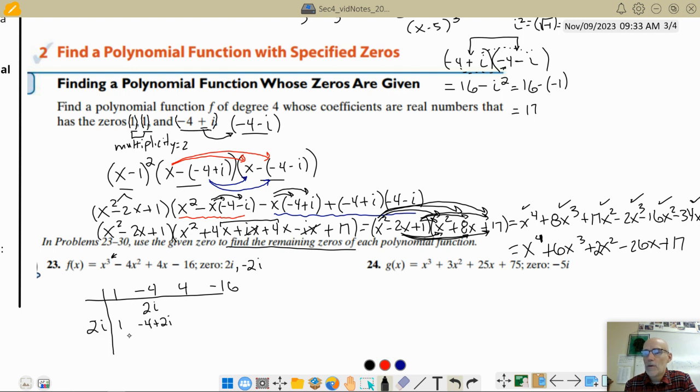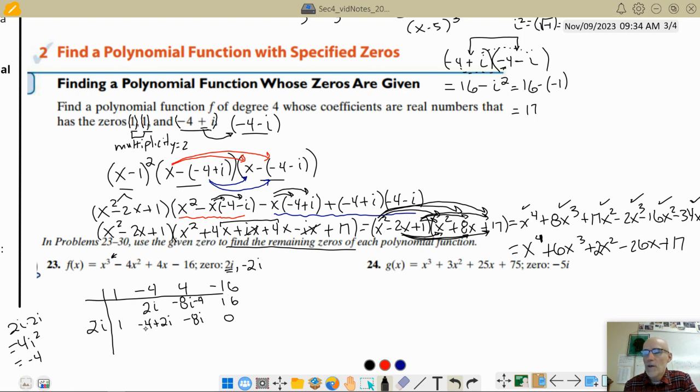Now I'm going to distribute the 2i through, and I would get negative 8i. And 2i times 2i would be 4i squared, which is negative 1, so I get negative 4. So I put negative 4 right there. Oh, look at this: positive 4 plus negative 4 is 0. So I just get negative 8i. When I multiply 2i times negative 8i, I get negative 16i squared. I squared is negative 1, so I get positive 16. Oh, shocker, I get 0. I've got to get 0, don't I? Because they're telling me it's a zero.